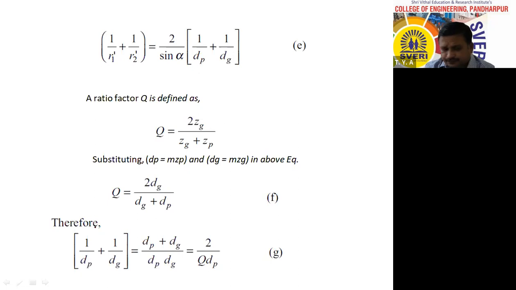Therefore, 1 upon dp plus 1 upon dg is equal to dp plus dg divided by dp dg, which is equal to 2 divided by Q dp.